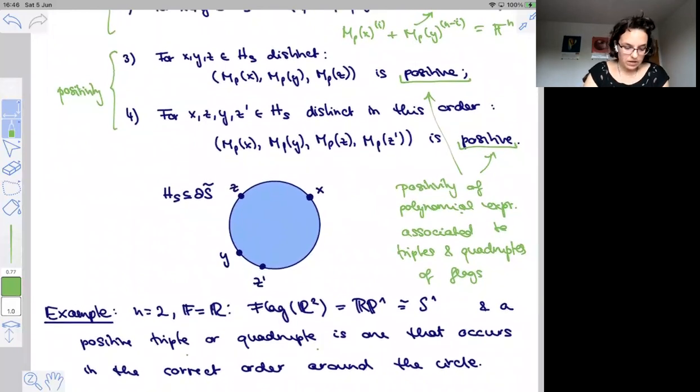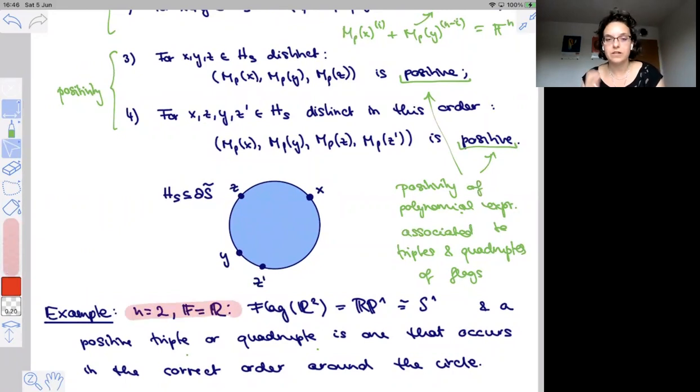So if n is equal to 2 and our field is just the reals, then what we get, the full flags in R2, is nothing else than the choice of a one-dimensional subspace in R2. So you get RP1, which can be identified with S1. And a positive triple or quadruple is one that occurs in the correct order around the circle.